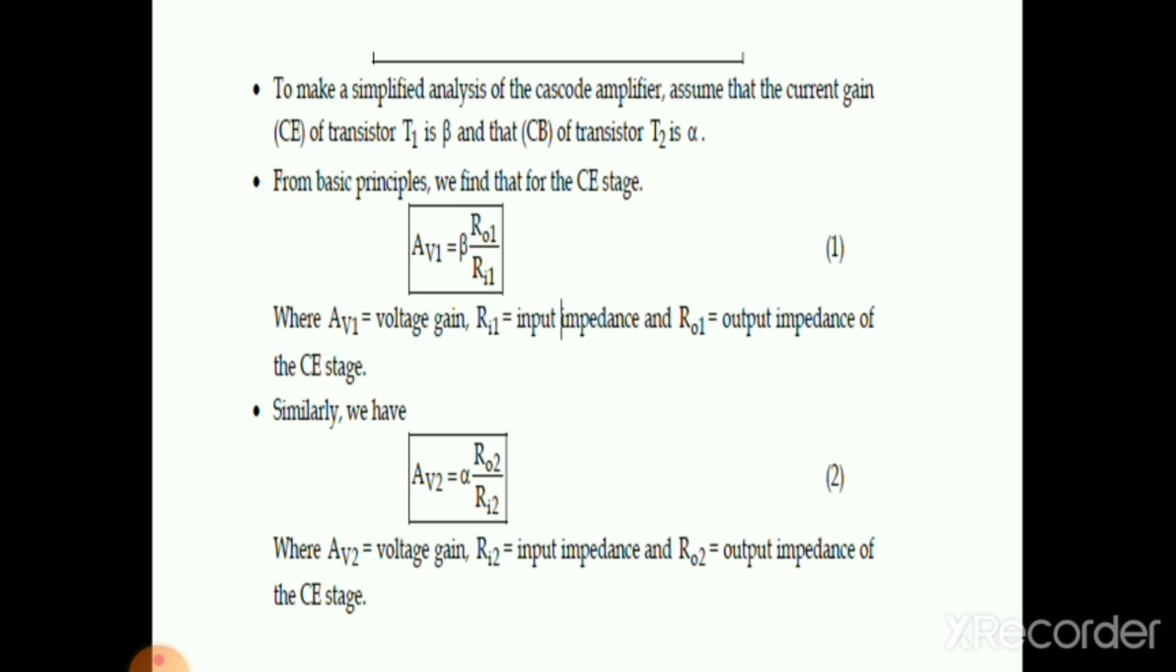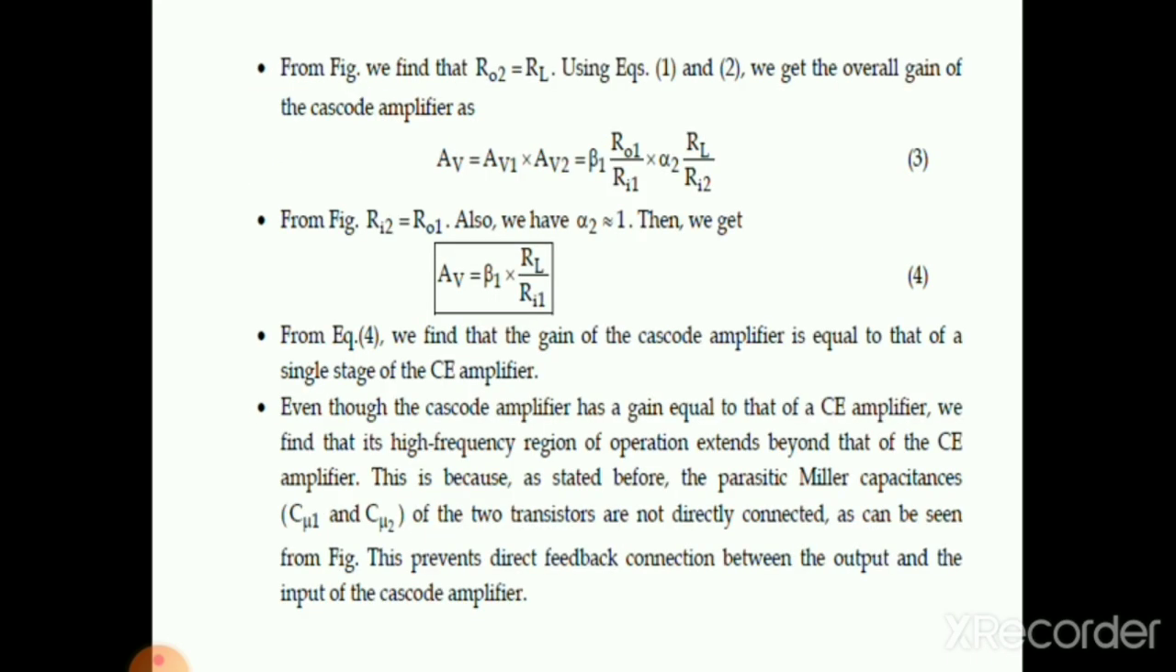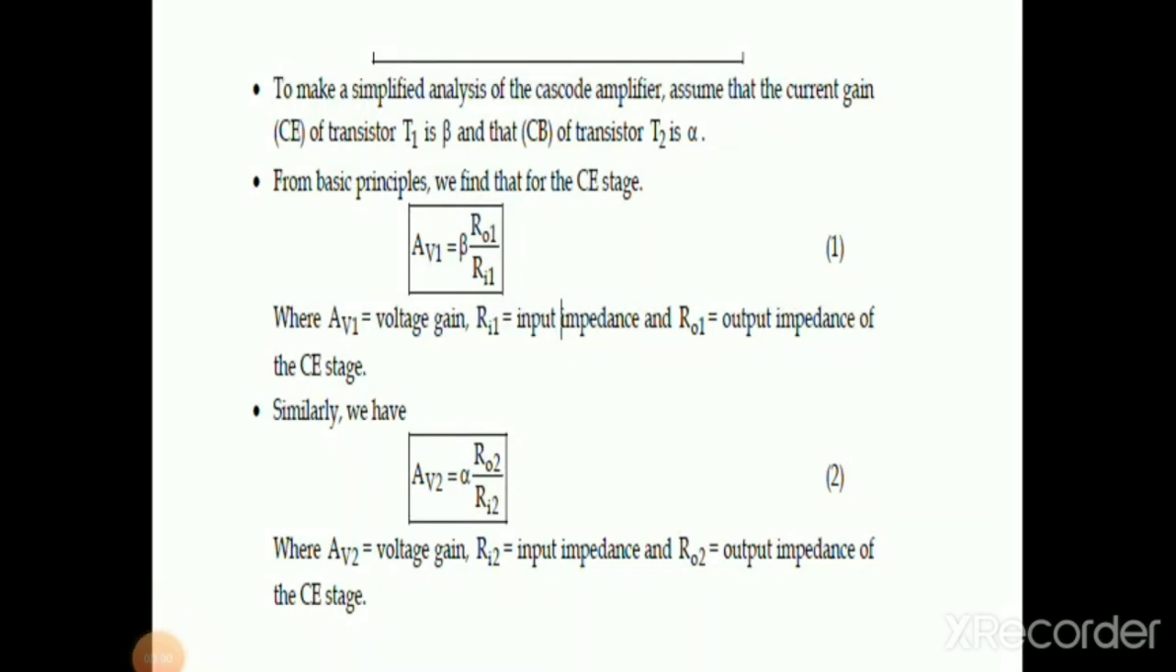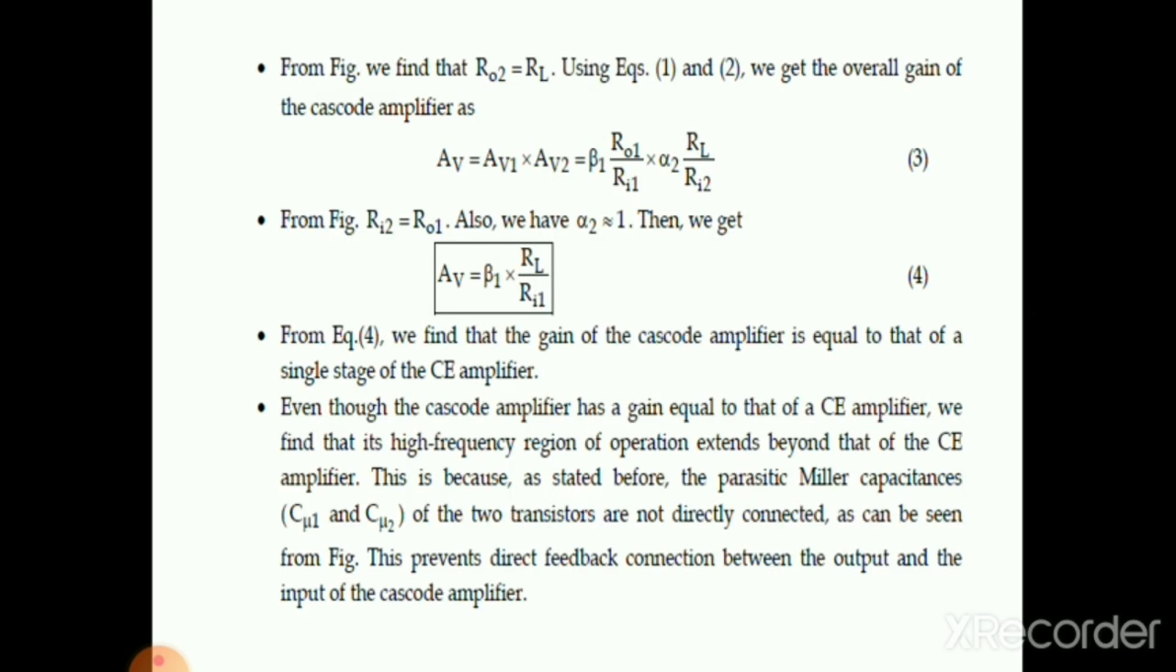Similarly, we have AV2 is equal to alpha R output 2 by R input 2, where AV2 is the voltage gain, RI2 is the input impedance and RO2 is the output impedance of the CB stage. From the figure we find that RO2 is equal to RL.